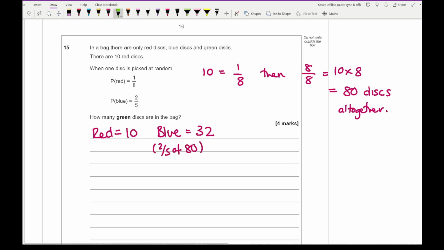And then the green discs, well, that's going to be 80 minus 10 minus 32. So if I add these two numbers up, I get 42. So it's 80 take away 42. And then doing a bit of division, we get 38. So the answer then is 38.